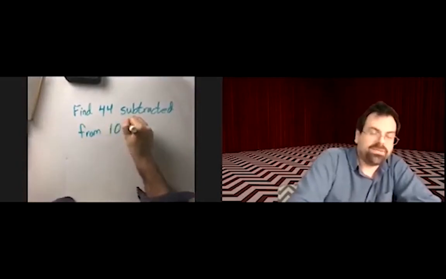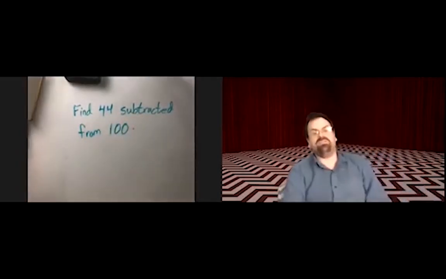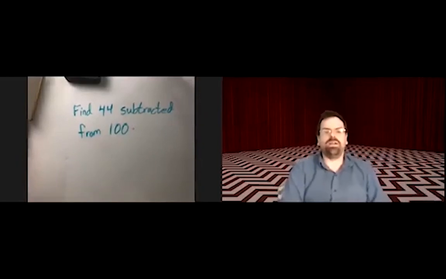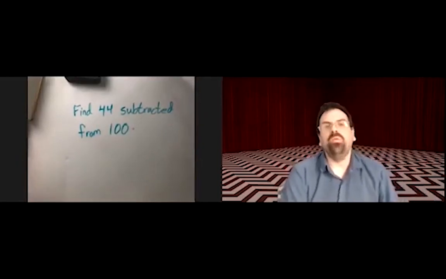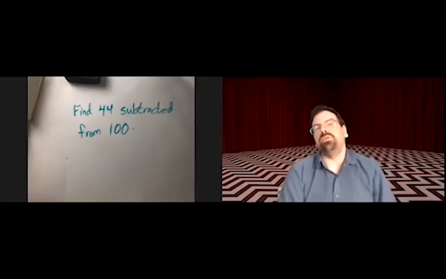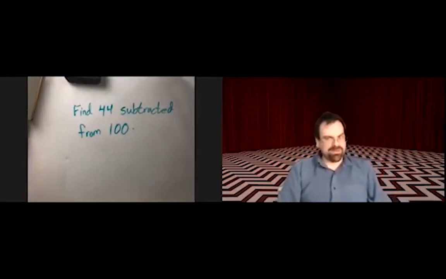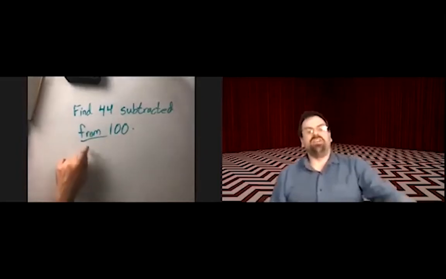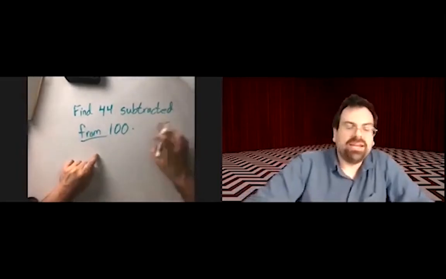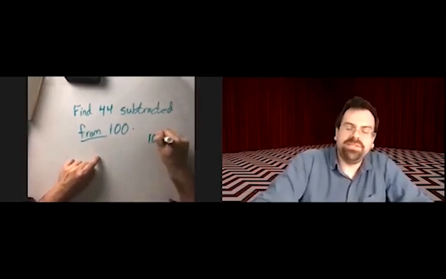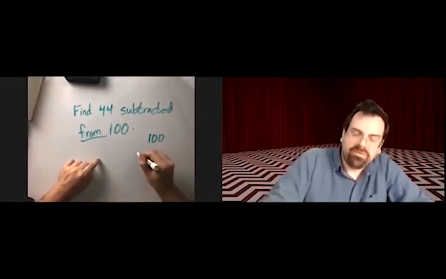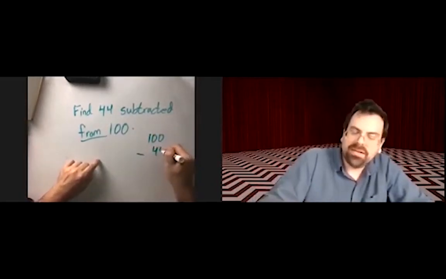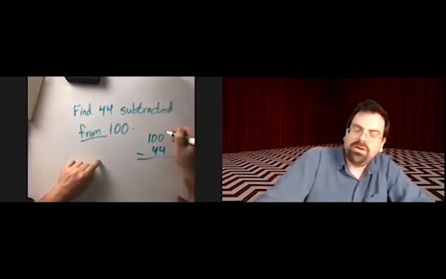What's the key word in this one? Find 44 subtracted from 100. If you had to pick a word that was the most important word here, you might want to say subtracted. But if there was a different word that's the most important word here, not a lot of words left. From. Subtracting from 100 means we have started with 100, and from that we are subtracting 44.